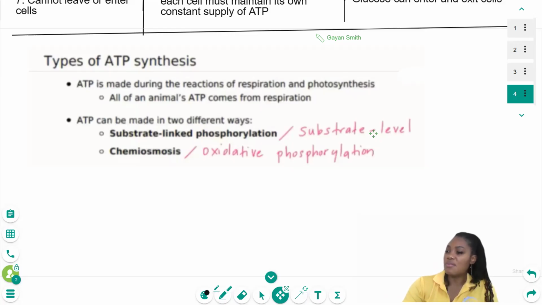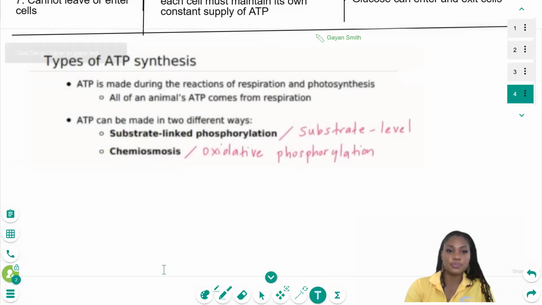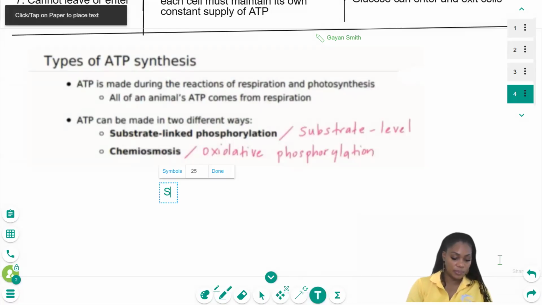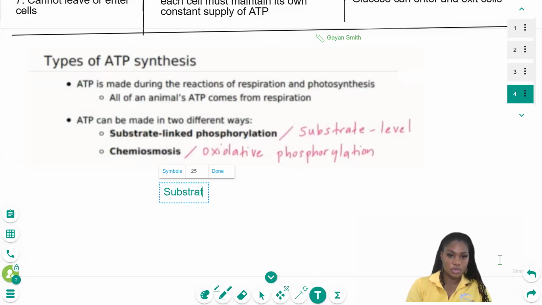All right, so substrate level phosphorylation is where we're basically transferring a phosphate group from a different molecule to the ADP. So let's look at that substrate level phosphorylation.